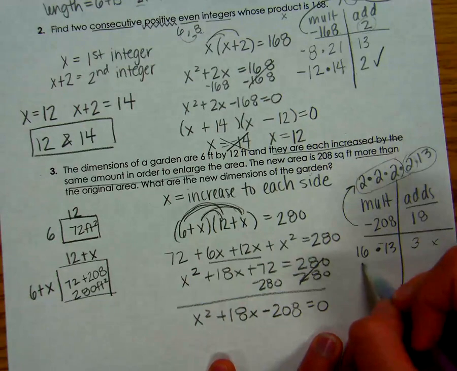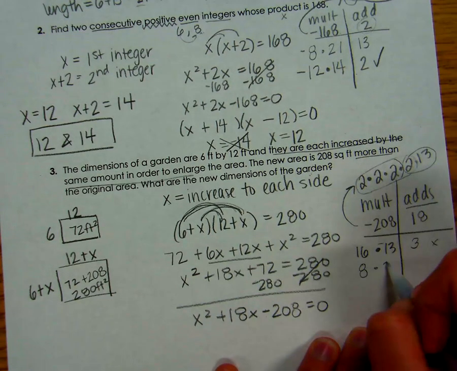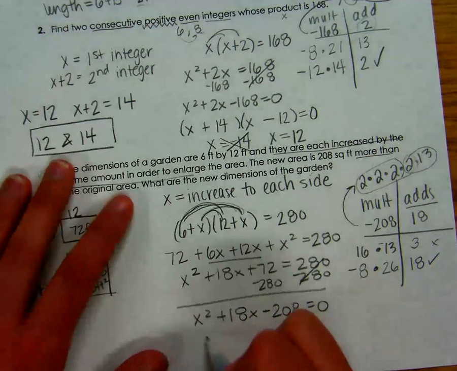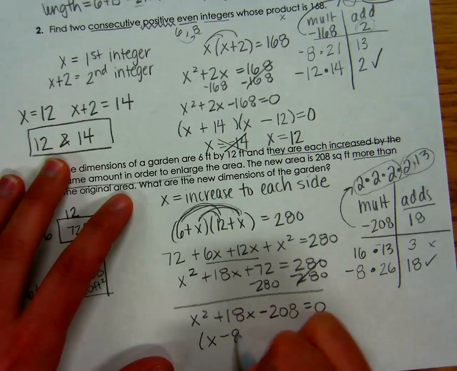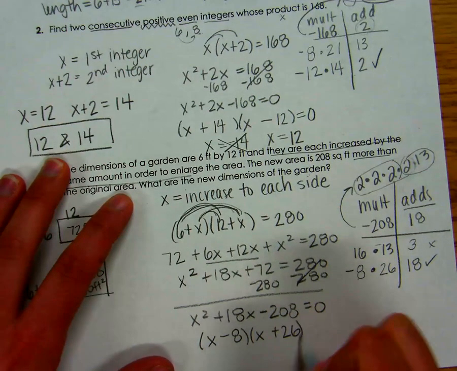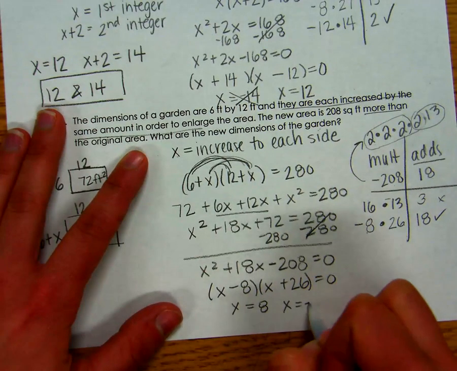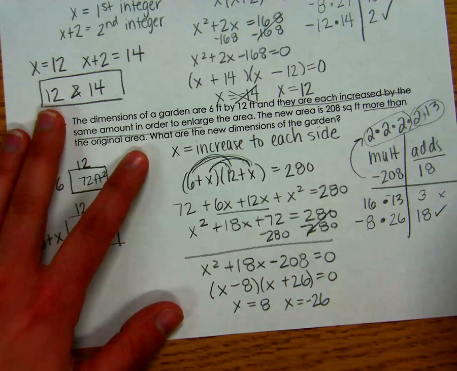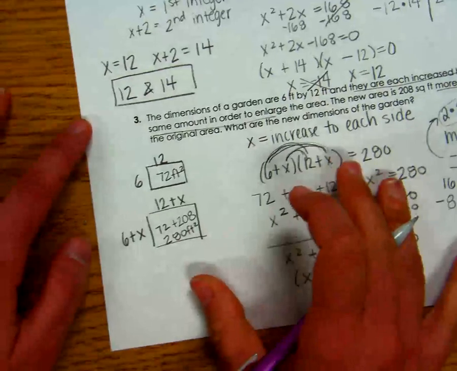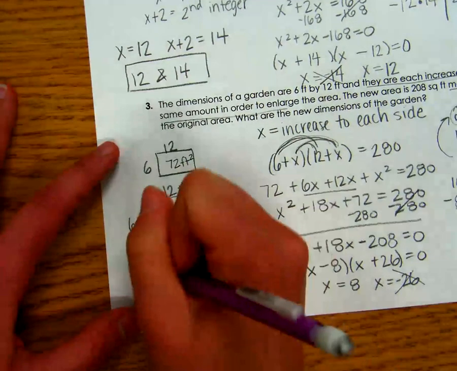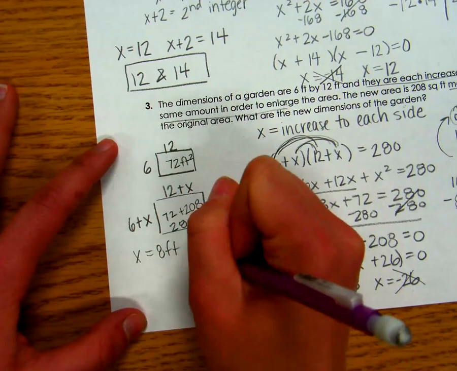2 times 2 times 2 is 8. 2 times 13 is 26. I know that multiplies to 208. I'm going to put the negative with the small number. 26 minus 8, 18. So my solutions are x equals 8 and x equals negative 26. Obviously negative 26 can't be an increase. So remember, x equals 8 feet is just the increase.